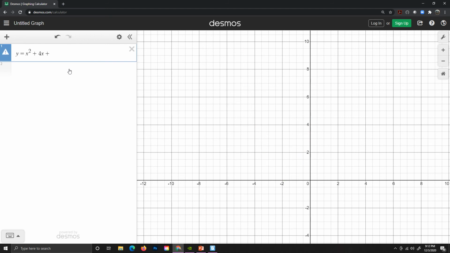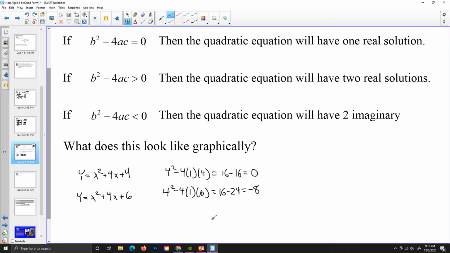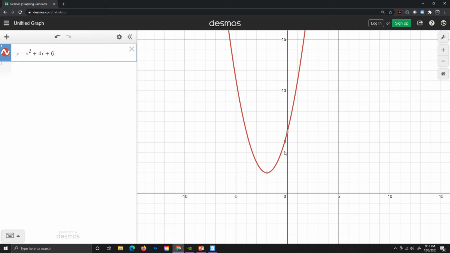and I plug in that 6 there, you'll notice that this graph no longer crosses the x-axis. So if b squared minus 4ac is less than 0, -8, then the quadratic equation will have 2 imaginary zeros. Since this quadratic has no real zeros, it must have 2 imaginary zeros.